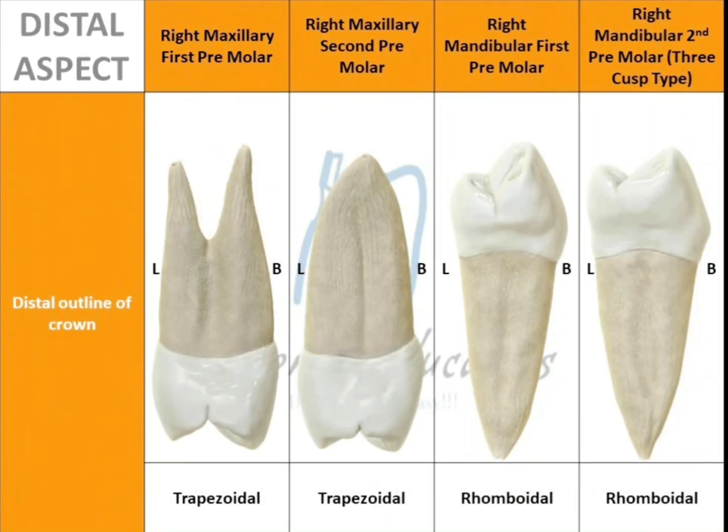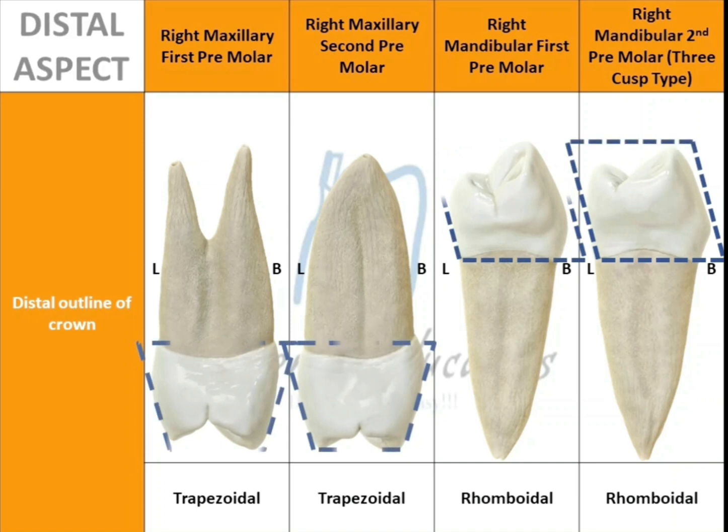Let us observe the characteristic features on the distal surface of all four premolars. The general outline of the crown for the maxillary premolars and mandibular premolars from the distal aspect is the same as we saw on the mesial aspect. The crown outline for the maxillary first premolars is trapezoidal. Similarly, the crown shape for the maxillary second premolars from the distal aspect is trapezoidal. But for the mandibular first premolars and mandibular second premolars, the general outline of the crown from the distal aspect is rhomboidal in shape, which is similar to the outline observed on the mesial aspect of the mandibular premolars.